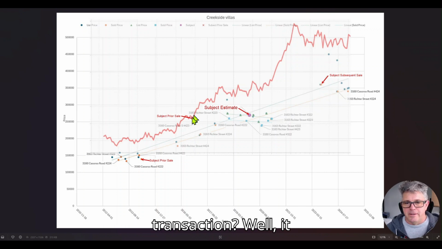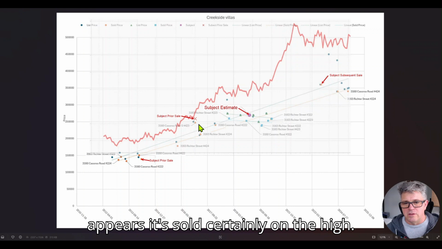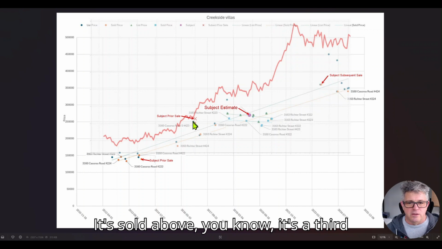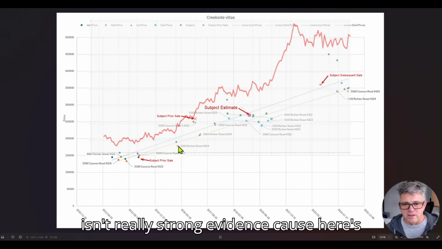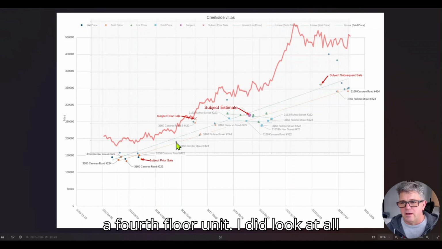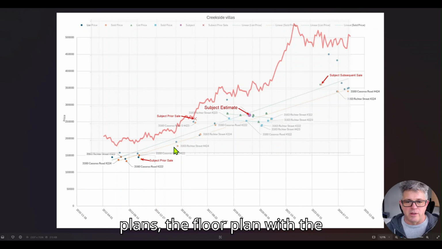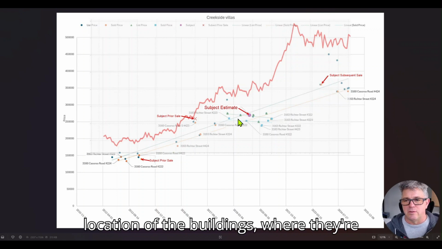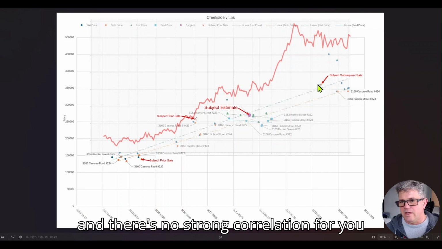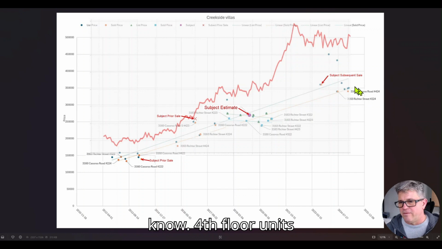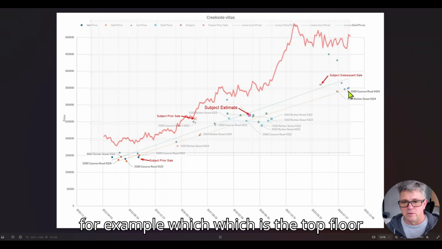Well, it appears it sold certainly on the high side. It sold above. It's a 3rd floor unit. These are 4th floor units. Now there isn't really strong evidence, because here's a 4th floor unit. I did look at all these units. I looked at all the strata plans, the floor plan, the location of the buildings, where they're at. They're all reasonably similar. And there was no strong correlation for fourth floor units, for example, which is the top floor.